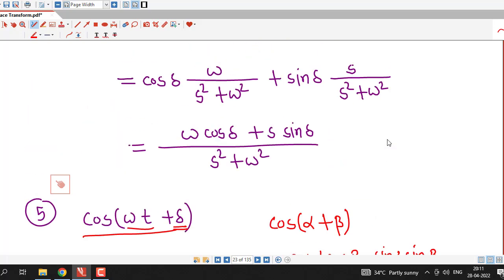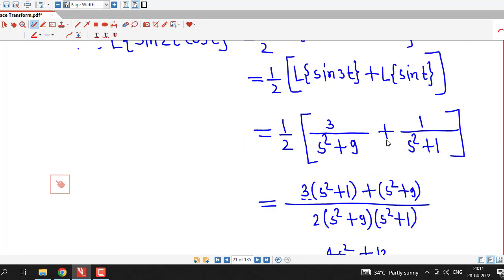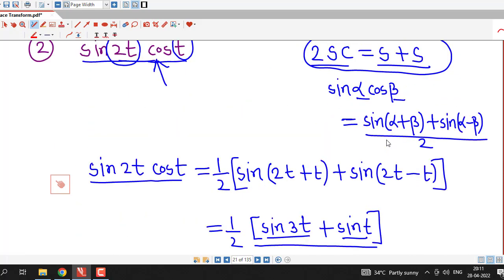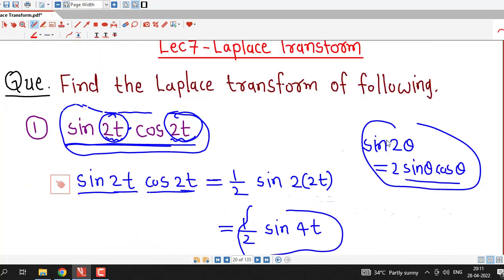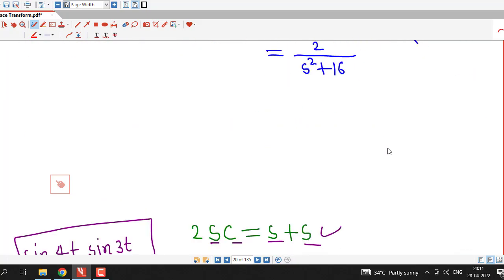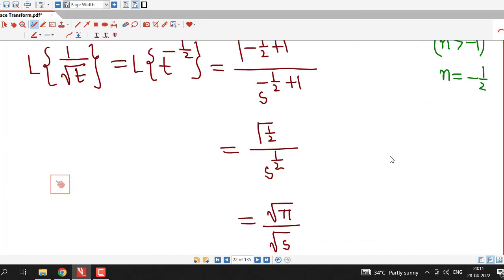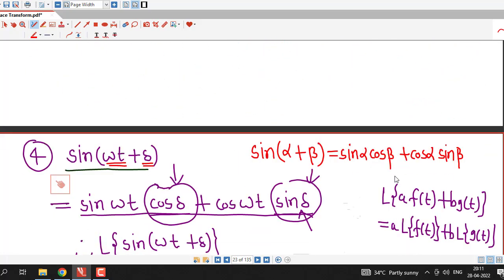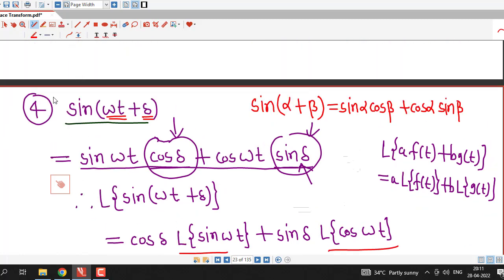So whenever you have this type of function, you first have to convert it into functions whose standard Laplace transform formulas are known to us, and then if you are able to convert them into known standard functions, we are able to find the Laplace transform of the given function.